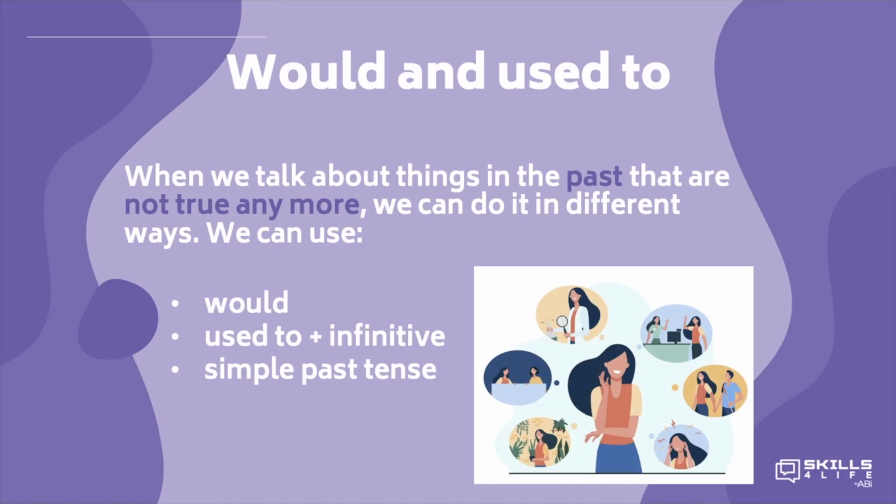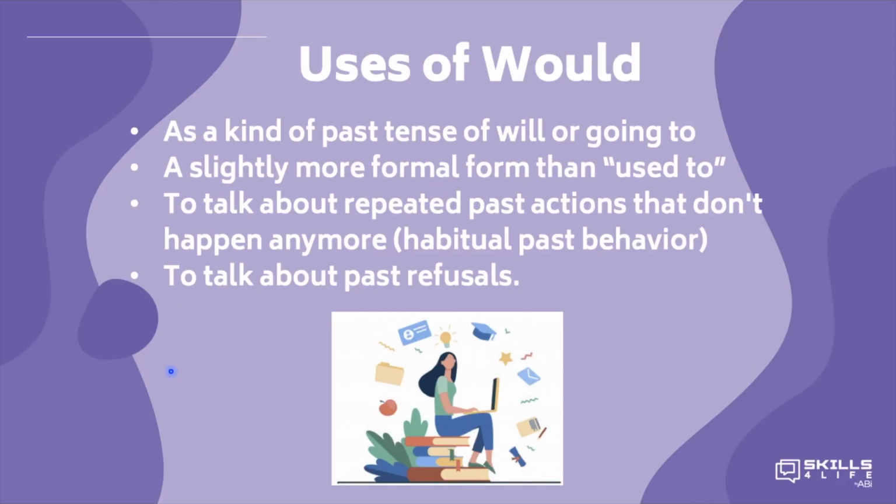In English, there are different ways to express actions or states in the past that are not true anymore. We can use would, used to plus infinitive, and simple past tense. First, let's take a look at the uses of would.